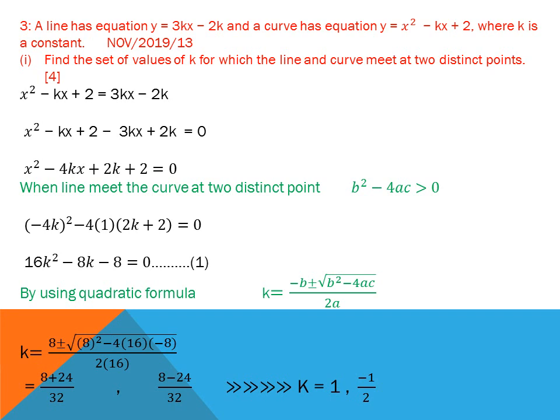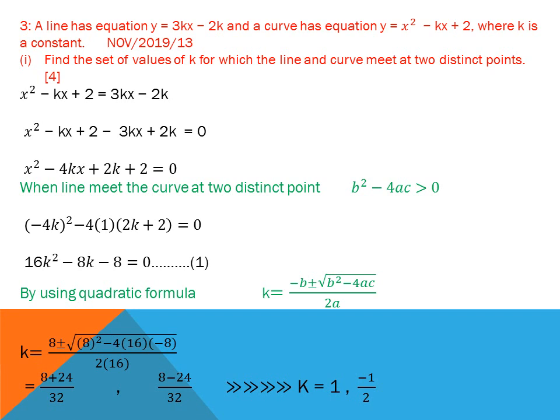So first of all, I compare these two equations of line and curve because they are intersecting each other. So x square minus kx plus 2, which is the equation of curve, is equal to 3kx minus 2k, which is the equation of line here. When I simplified this equation, I find that x square minus 4kx plus 2k plus 2 here.